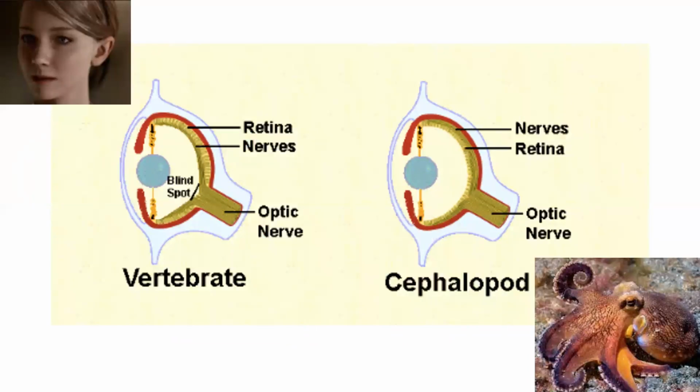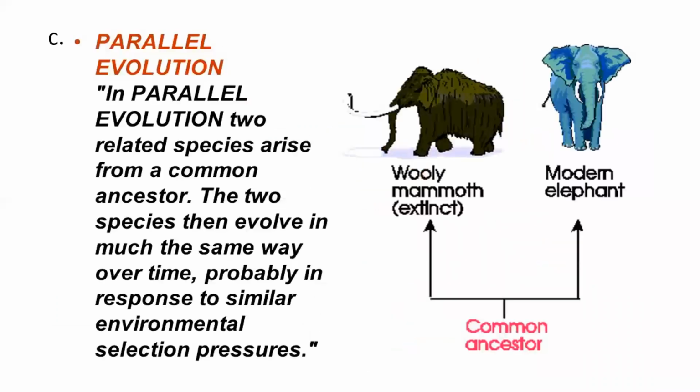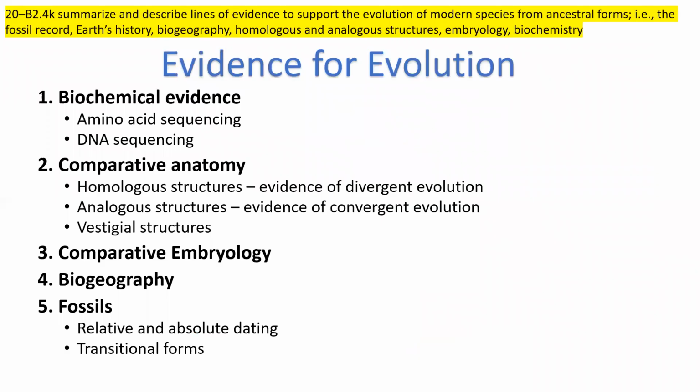Eyeballs, is that divergent or convergent? Here's a cephalopod eyeball, here's a vertebrate eyeball. Convergent evolution. They come from different ancestors. We share a common ancestor, but way, way back in the evolutionary tree. So similar selection pressures provide for similar structures. Convergent evolution. Divergent evolution, adaptive radiation. In parallel, two related species arrive from a common ancestor. The two species then evolve much the same way, probably in similar environmental selection pressures. Okay, and we'll end there.